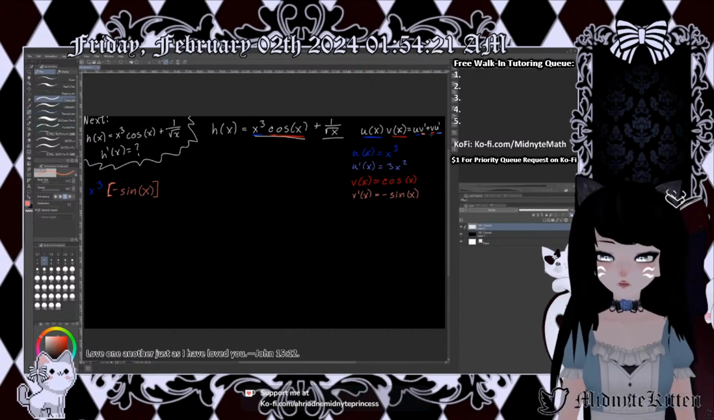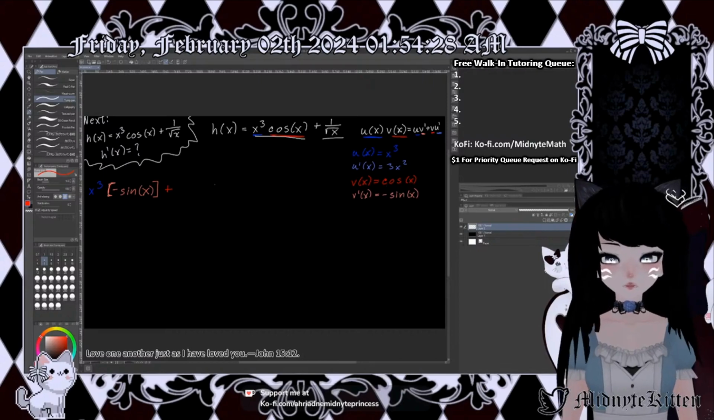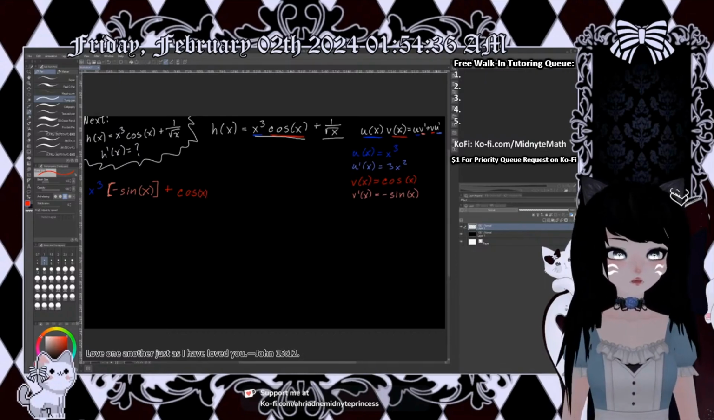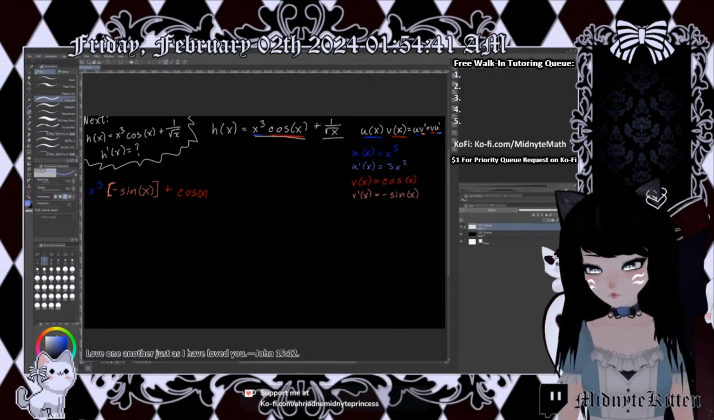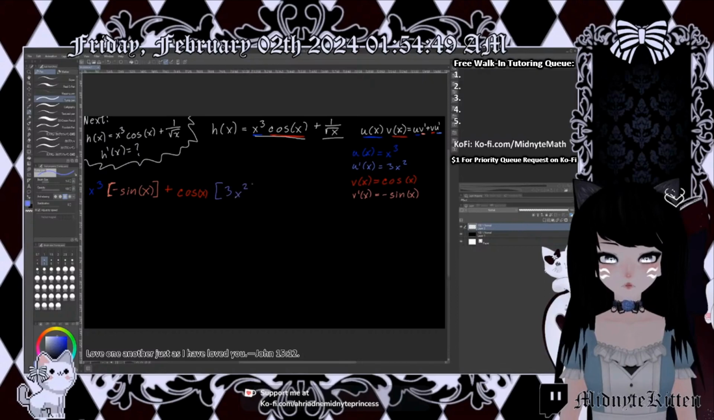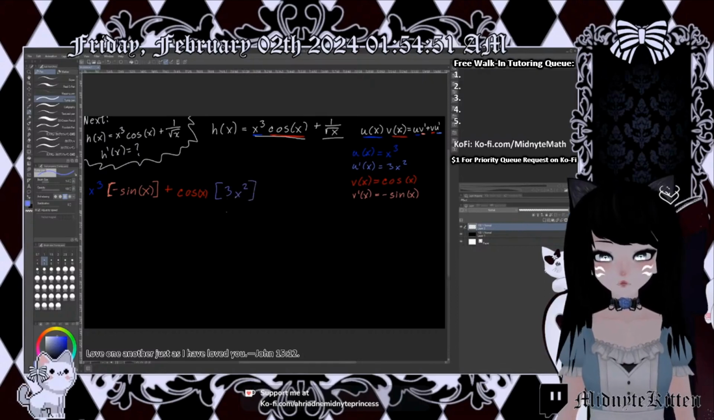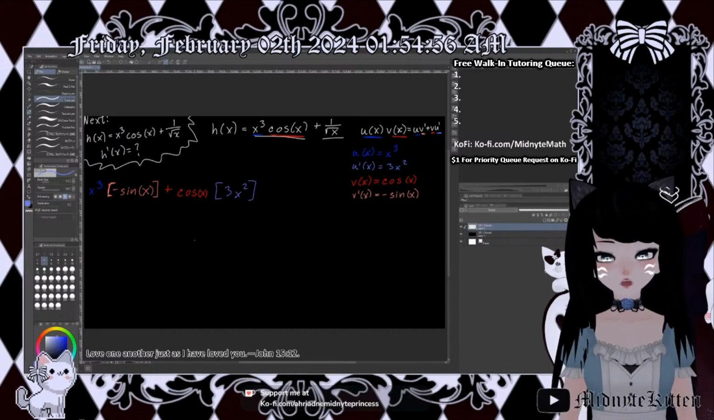Then we will add v plus v, v is cosine x. Cosine x times the derivative of u, which is 3x squared. Okay, that is the first part, and then we have 1 over the square root of x.